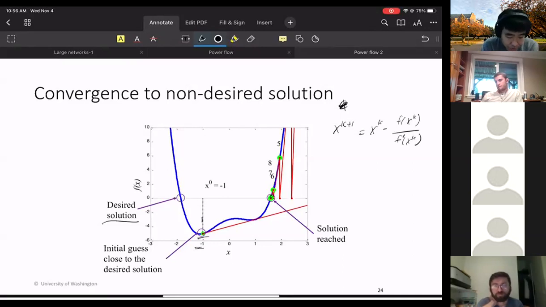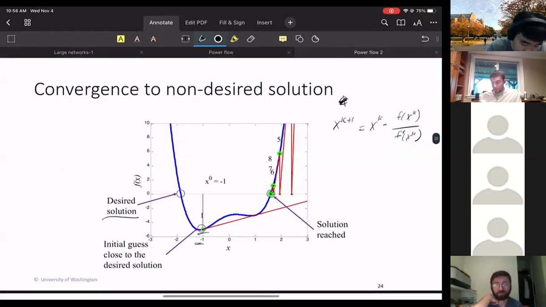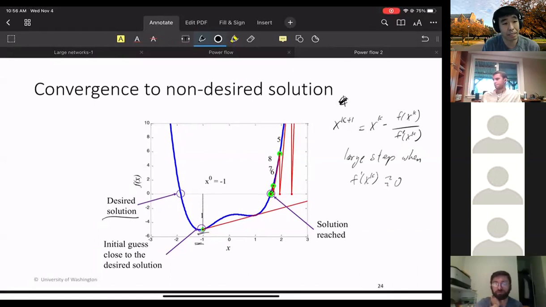Okay, so this update involves a division. I'm dividing something by some other thing. So when you divide things, what do you worry about? Dividing by 0. Whenever your algorithm involves division, or multiplying by the inverse of a matrix, you really start to worry: what if the thing I'm dividing by is close to 0? Then basically you take a very large step.